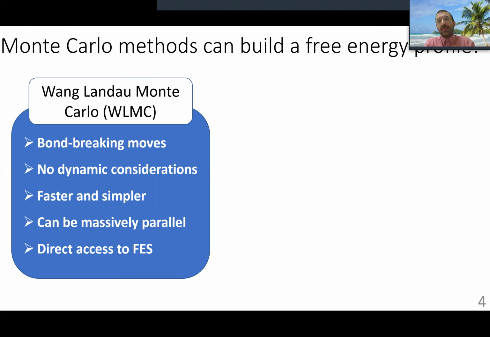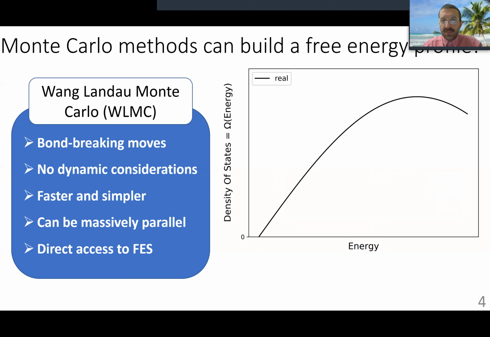Since it's a Monte Carlo process where we can break dynamic considerations, we don't have to worry about entanglements, relaxation modes and other things like that that one might have to worry about with a more conventional method like molecular dynamics. It's faster and simpler. We have found a way to make it massively parallel, and it gives us direct access to free energy information, which is going to aid us in characterizing our transitions.